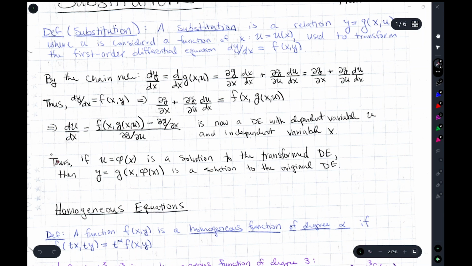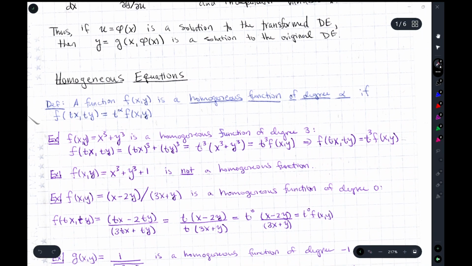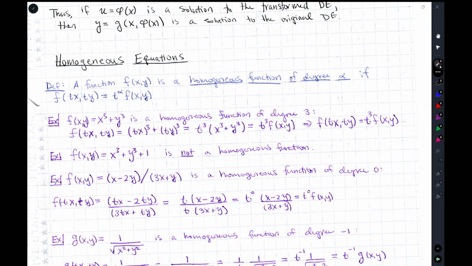If u equals phi(x) is a solution to this differential equation, the transformed one as we call it, then y equals g(x, phi(x)), where wherever we see a u, we substitute phi(x), the solution. Notice that this will just depend on x now. So we'll get y in terms of x, and it'll be the solution to the original differential equation. So this idea is just substituting back. That's the general idea of substitutions.